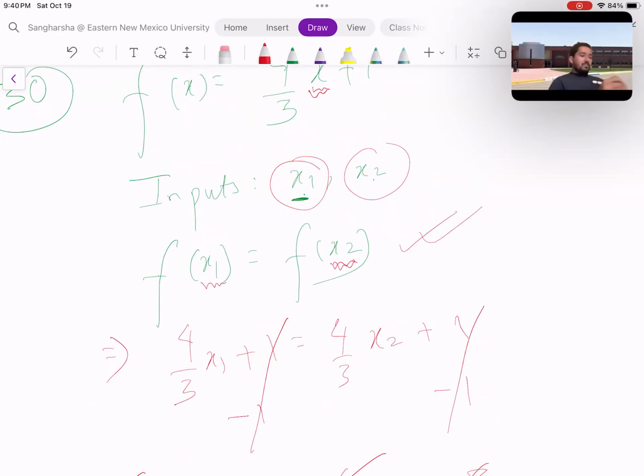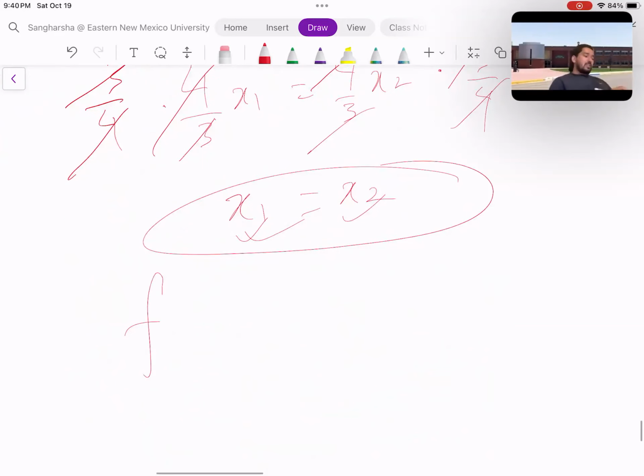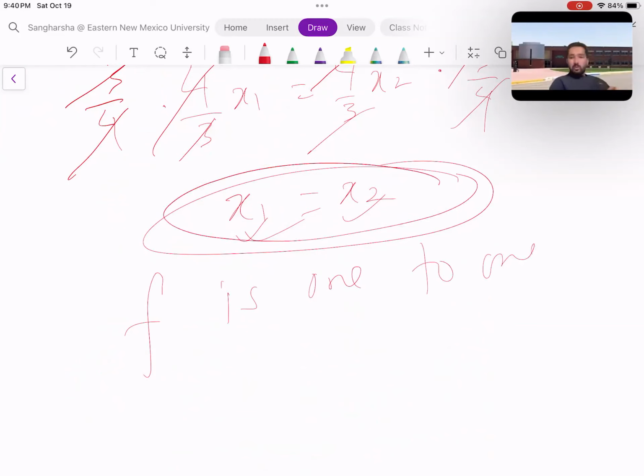So we started from assuming that their outputs are the same, and we end up getting that the inputs are also the same. And if this condition is satisfied, your function is one-to-one. So f is one-to-one. Sometimes you may not get x1 equals x2, and if you don't get x1 equals x2, then the function is not one-to-one. And this is the way.